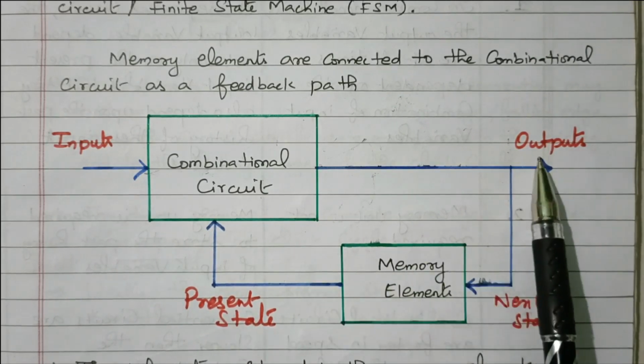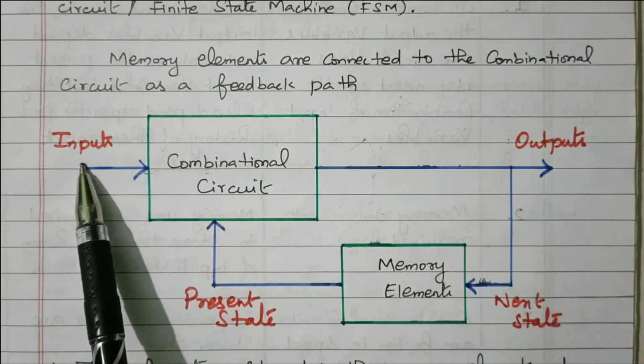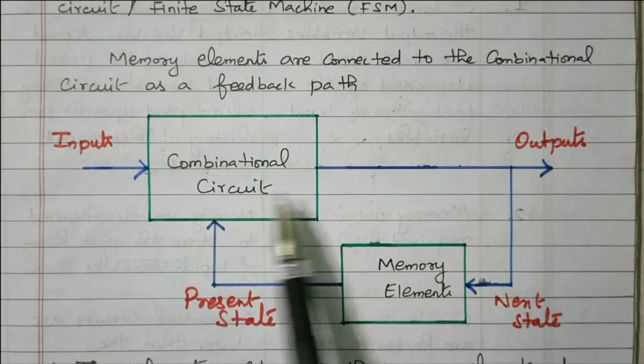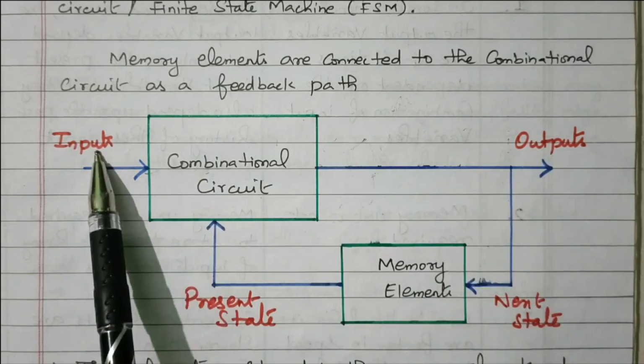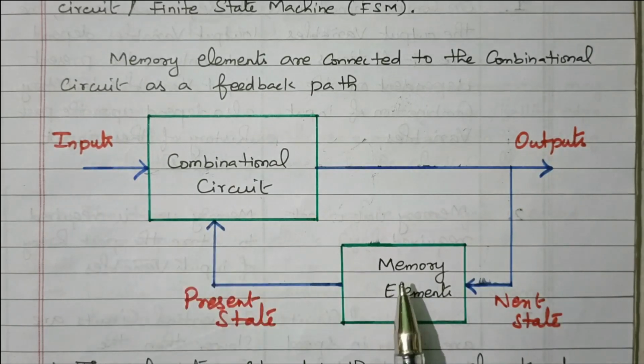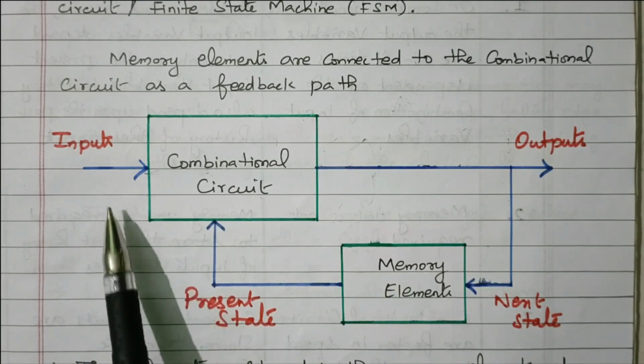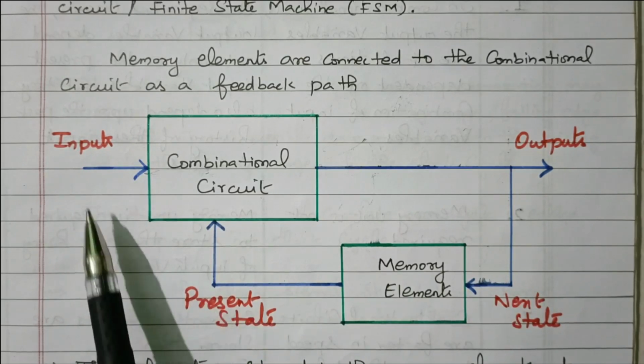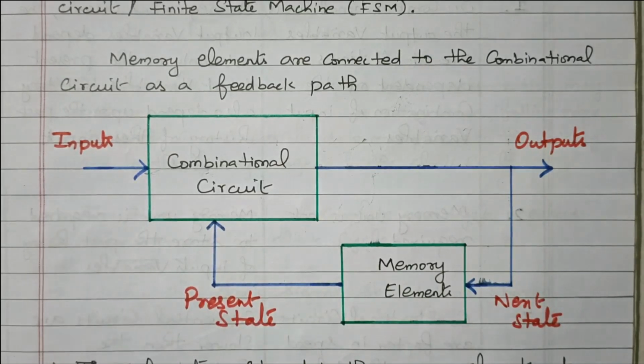So this output is based on the input as well as the present state. So it is based on two things. Normally in a combinational circuit, output is based on the input only. But due to the memory element, one bit of data is stored. So based on the previous output and the input, we get the next state. So the next state depends upon the previously available state as well as the input. Now we'll see this.